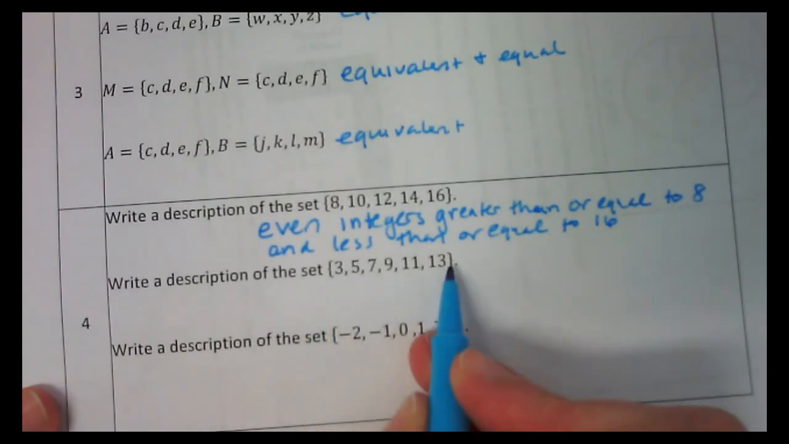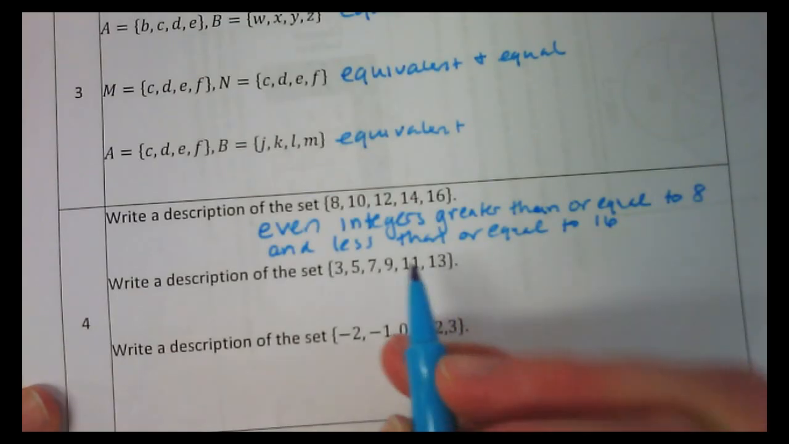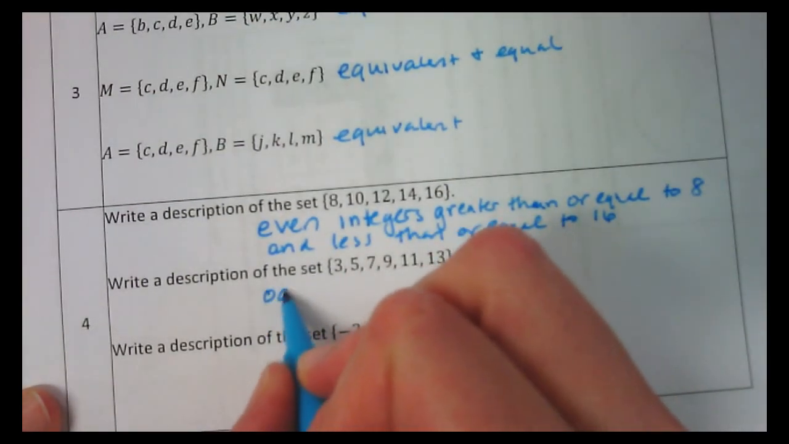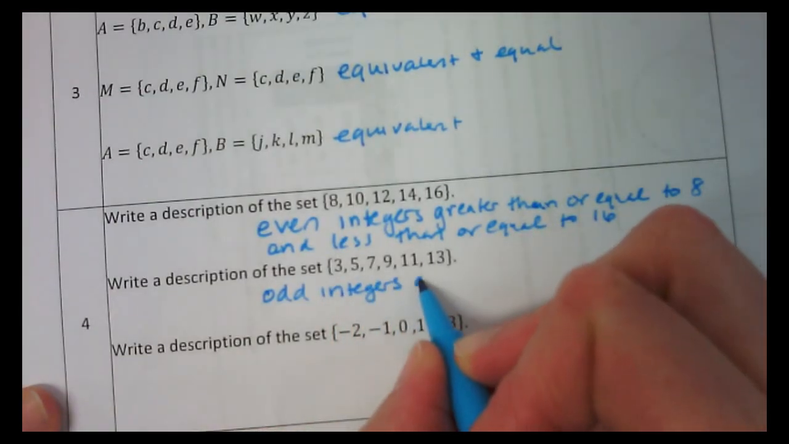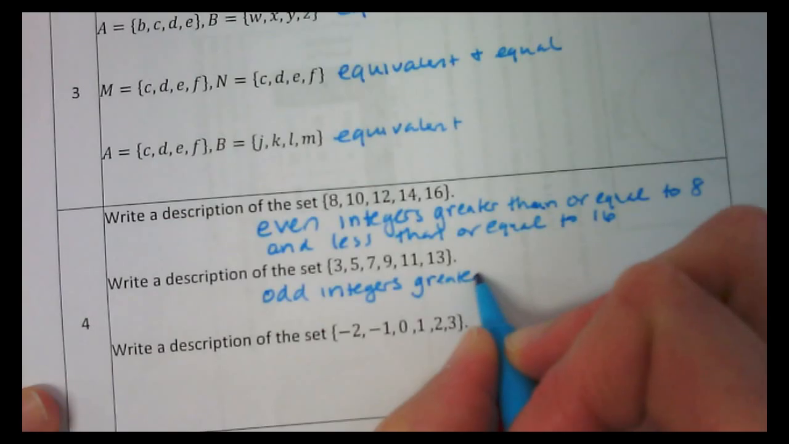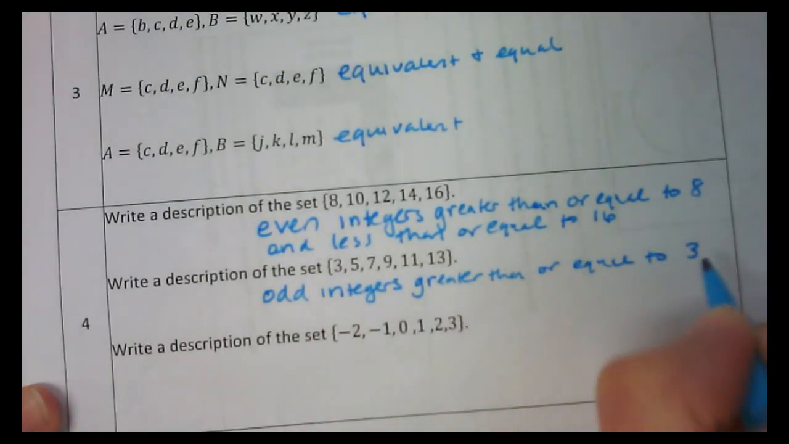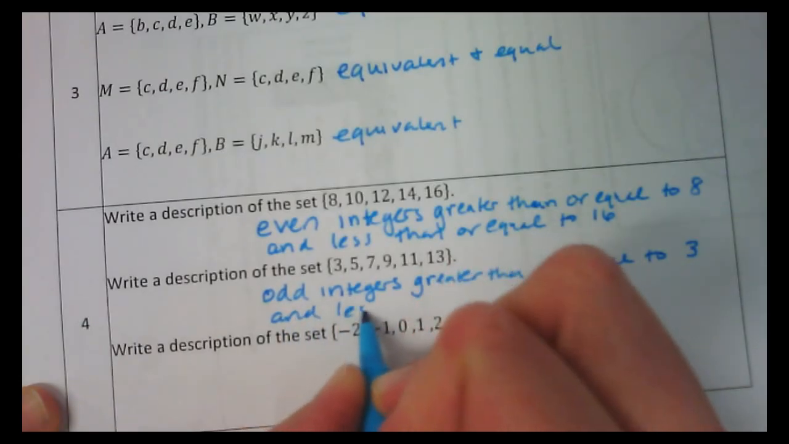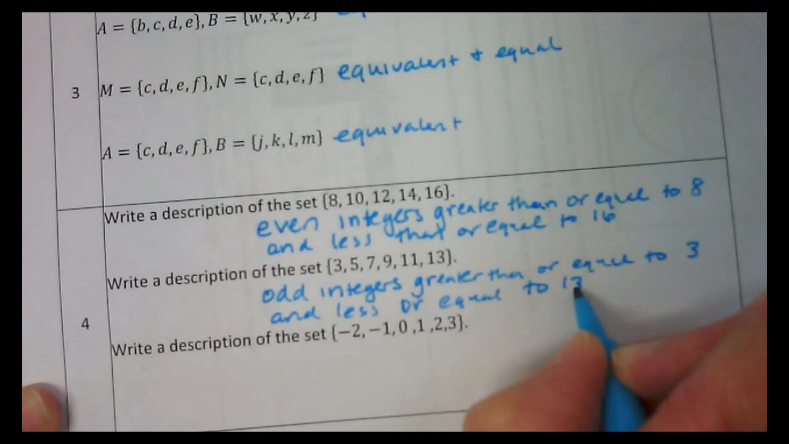Okay, write a description of this set. So we've got some odd numbers here, and we're starting at 3 and ending at 13. So we can say odd integers greater than or equal to 3 and less than or equal to 13.